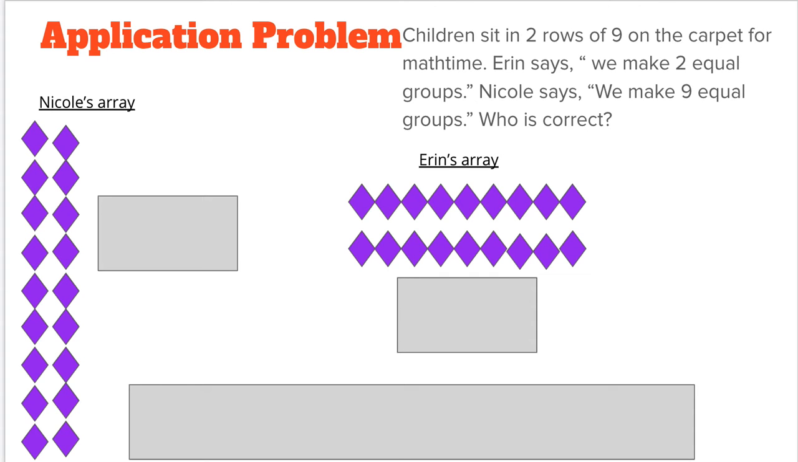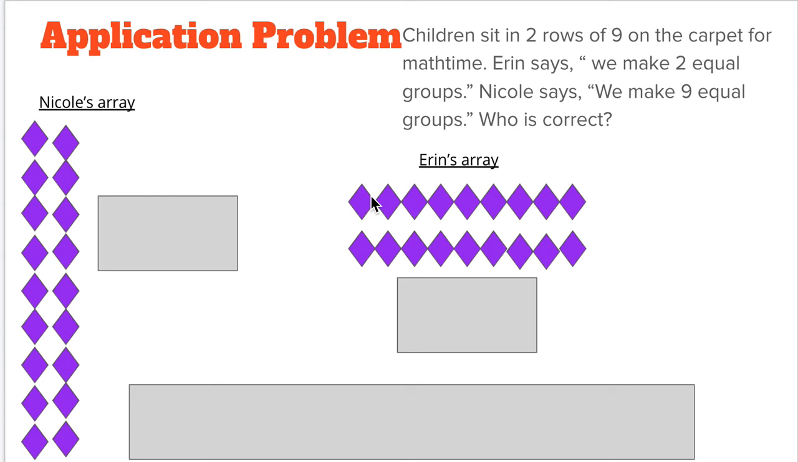All right, so now we're going to be going over an application problem together. So let's read this up here together. Children sit in 2 rows of 9 on the carpet for math time. Aaron says, we make 2 equal groups. Nicole says, we make 9 equal groups. So who is correct?